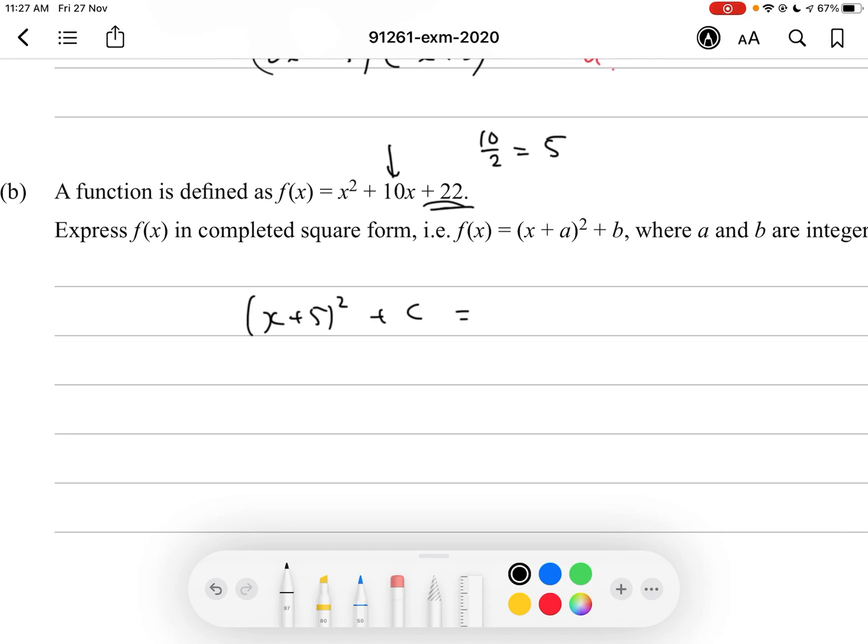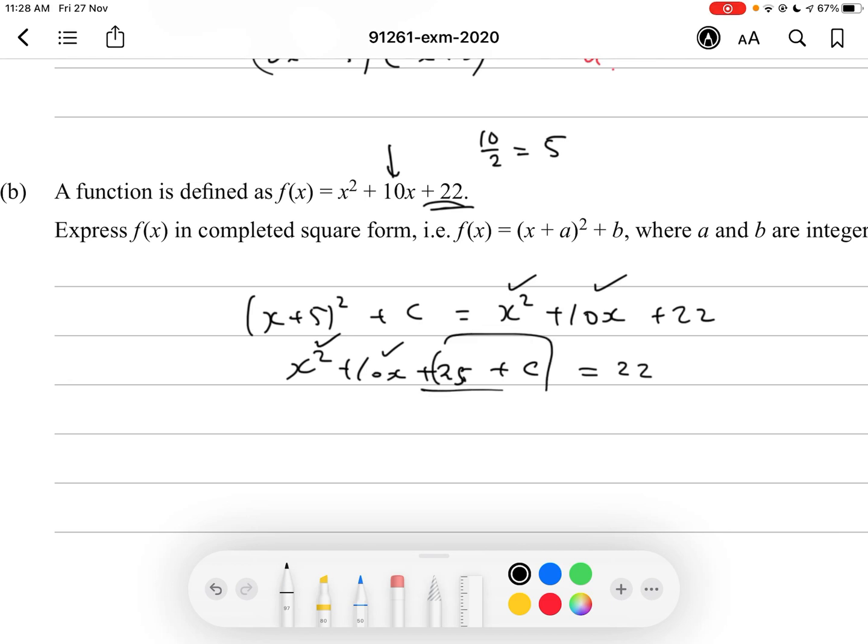So in this case, we can just write this equals everything we had originally, which was x squared plus 10x plus 22. And if we expand this left-hand side here, we'll get x squared plus 10x plus 25 plus c. As you can see here, our x squared terms match, our 10x terms match. However, we have our 25 plus c, which is equal to 22. Therefore, c equals negative 3. And therefore, x plus 5 squared minus 3. So that's our perfect square form. So that's our f of x equals x plus 5 squared minus 3. And this should be another achieved question here.